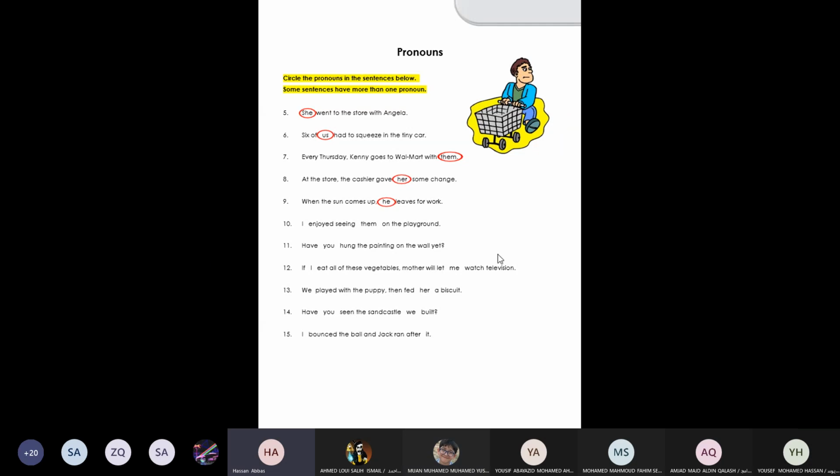Excellent. Okay, guys. So here, them is an object pronoun of the subject pronoun they. And instead of they, we use them if the noun comes after the verb.